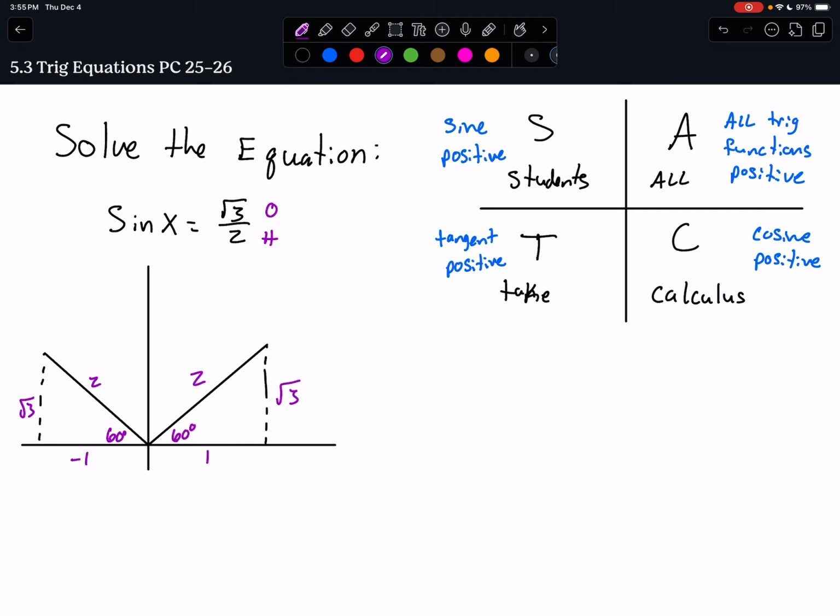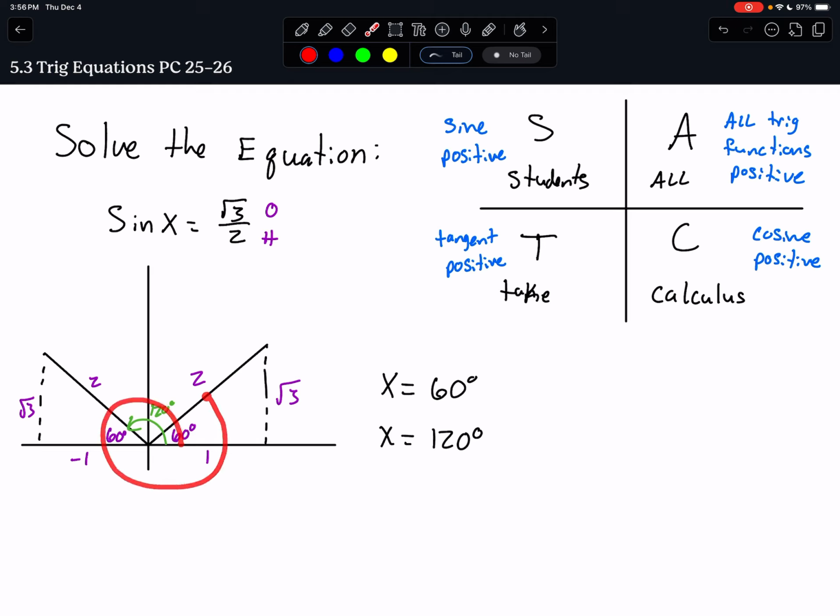But I don't want just that 60-degree angle. I actually want this obtuse angle, which I can get by doing 180 minus 60 to get 120. Okay, so I know two of my solutions: 60 degrees is a solution, 120 degrees is a solution. And I could go all the way around the circle as many times as I want and continue to get more solutions. So like I could go around the circle all the way over here and stop. That's going to be a solution.